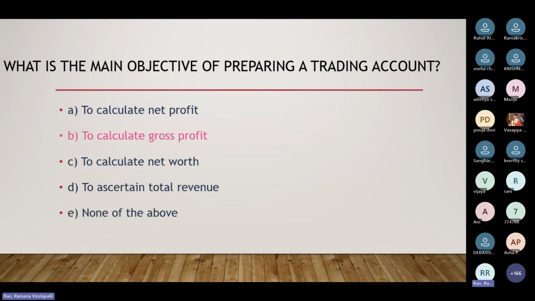The main objective of preparing a trading account is gross profit. I once again repeat the concept. A trading account is prepared when there is a manufacturing concern. Here all expenses are debited, sales and closing stock will be credited. One of the formulas is the cost of goods sold: opening stock plus purchase plus direct expenses minus closing stock. All the expenses in the trading account are known as direct expenses, meaning expenses incurred in the factory.